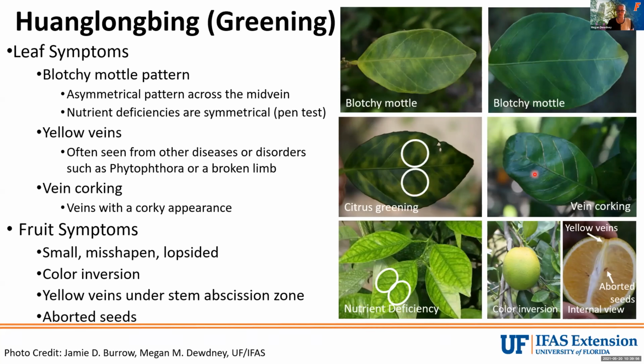Other symptoms we get are yellow veins, which is somewhat happening here on this picture, or vein corking, but both of these can also be signs of things like nutrient deficiencies or broken limbs. So it's good to follow up and look for blotchy mottle in addition.